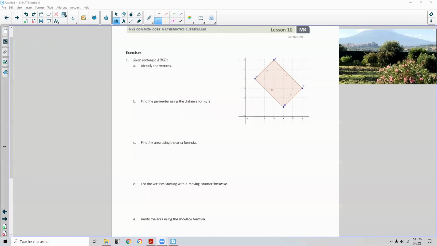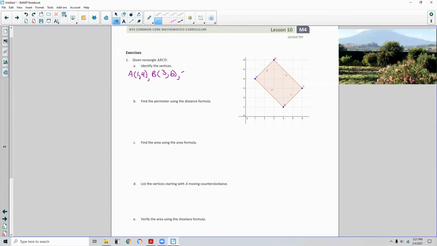All right, page 2, exercise 1. Given rectangle A, B, C, D in the diagram, identify the vertices. Okay. So here we go. A. A is the point 1, 4. B. B is right here. 3, 6.